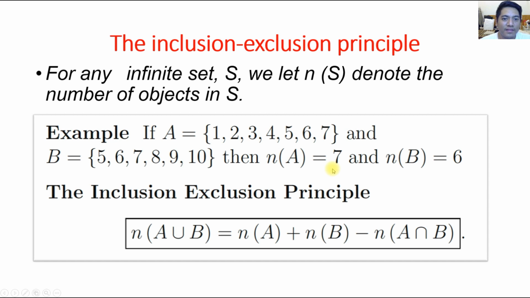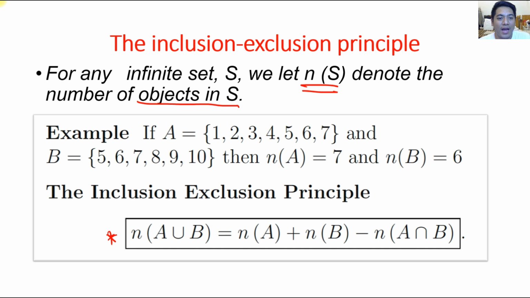So for any finite set S, we let n of S denote the number of objects in S. This is what we call the inclusion and exclusion principle, which is denoted by this formula, where n means how many objects there are in S. That is the n of S. That is the meaning of n of S.